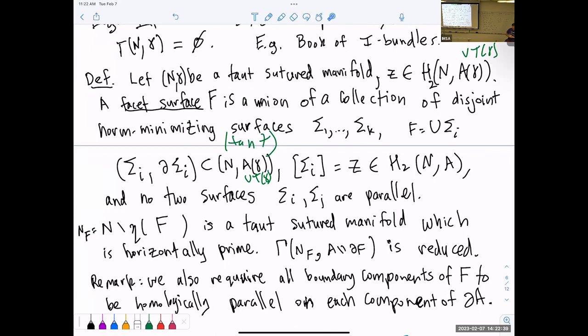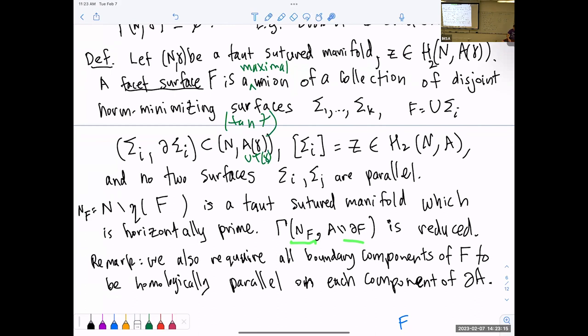Is being a maximal collection part of the definition of facet surface? Yeah. Okay. Thanks. Maybe I put maximal here. I didn't check for those. Thanks a lot. Yeah, sorry. That's key. So we're just doing as many horizontal decompositions as we can. Then this suture manifold is reduced.